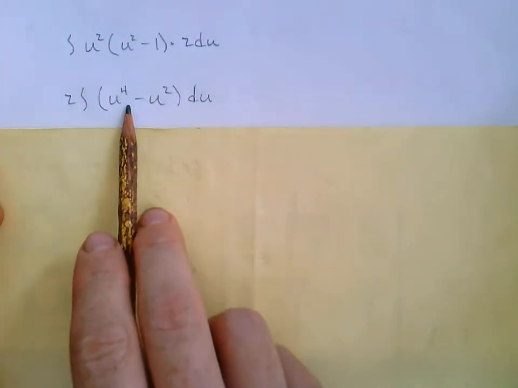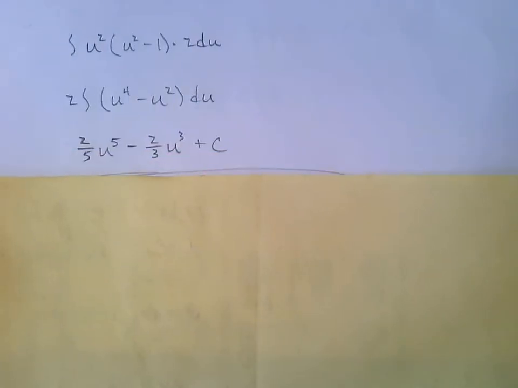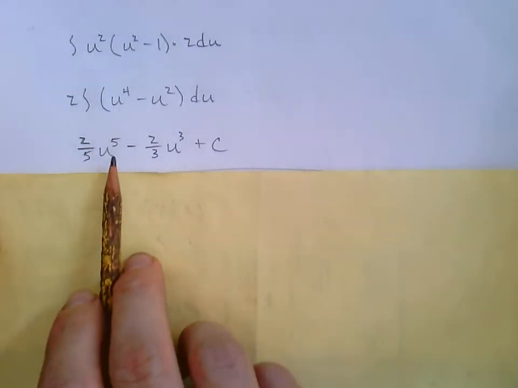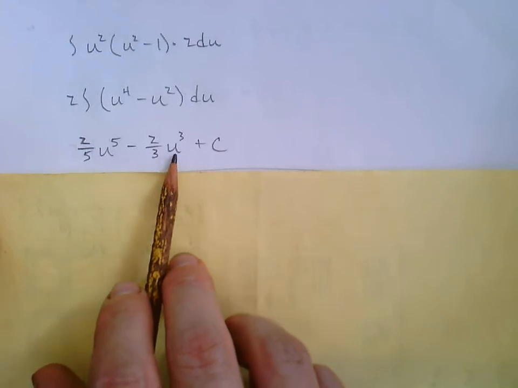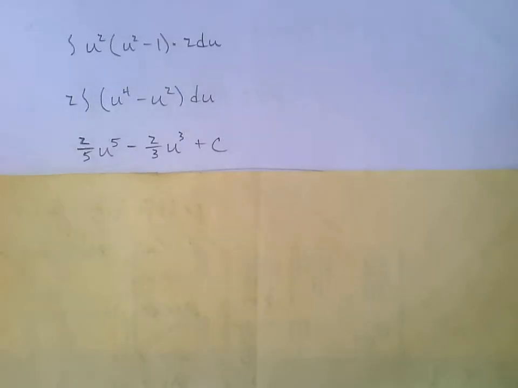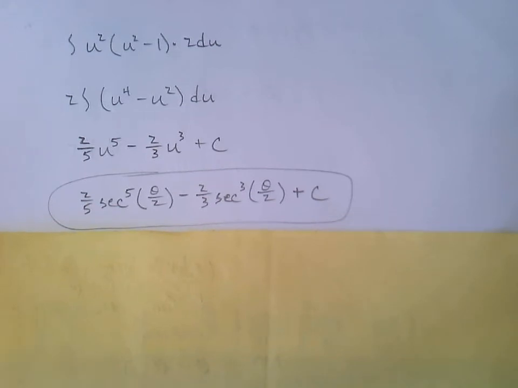And distributing u squared gives u to the fourth minus u squared. Okay, antiderivatives: 2/5 u to the fifth, and let's just put that 2 back over, minus 2/3 u to the third plus c. And of course, remember to put your u back in for the final answer. 2/5 secant to the fifth theta over 2 minus 2/3 secant to the third theta over 2 plus c.